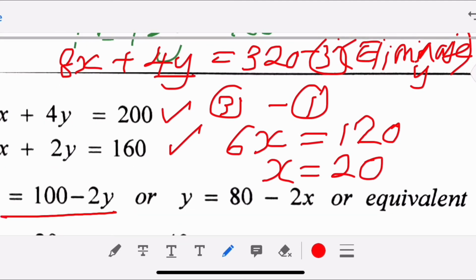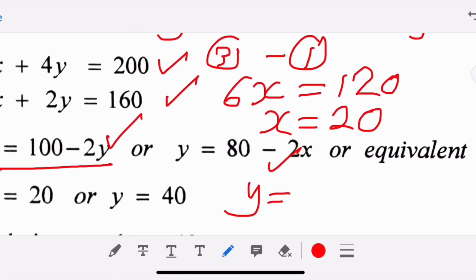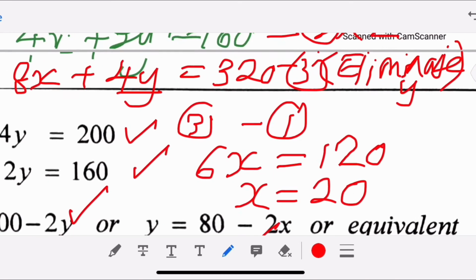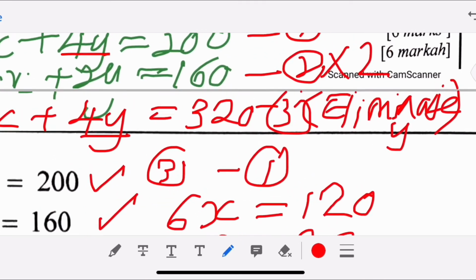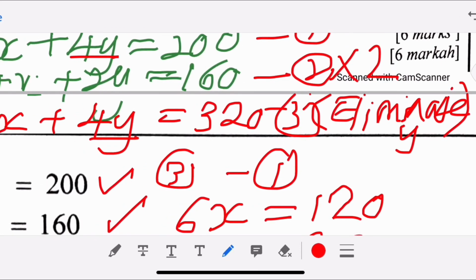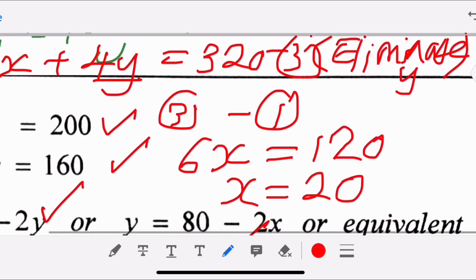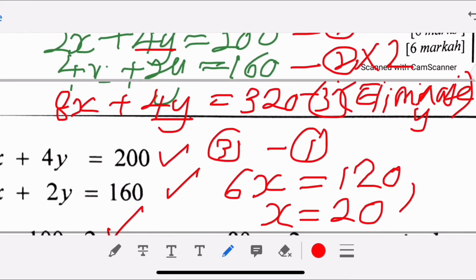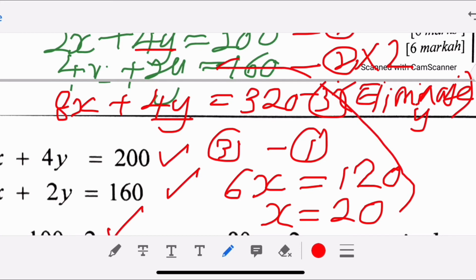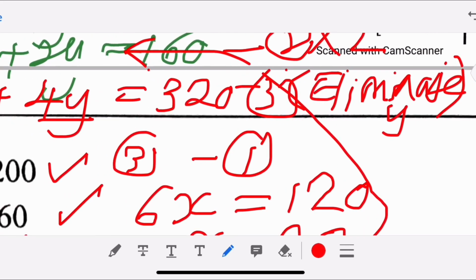You can show the working like this in the exam. So you write the steps properly. After you get the x, don't forget to find your y. You must always have 2 answers for the unknowns, x and y. Must have x equal to what and y equal to what for every simultaneous equation.